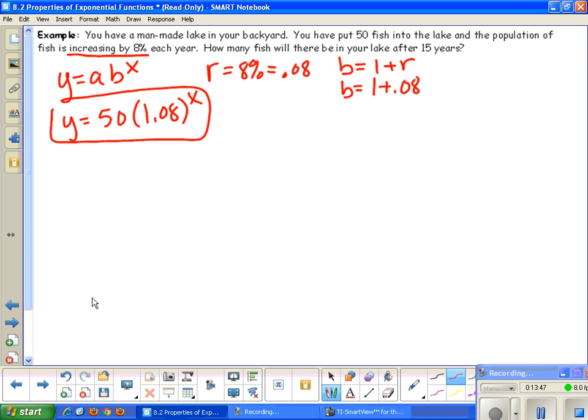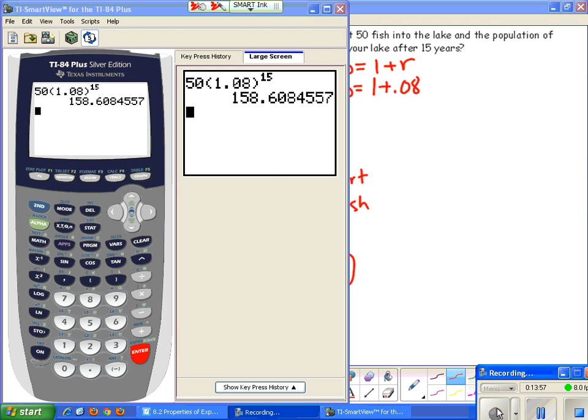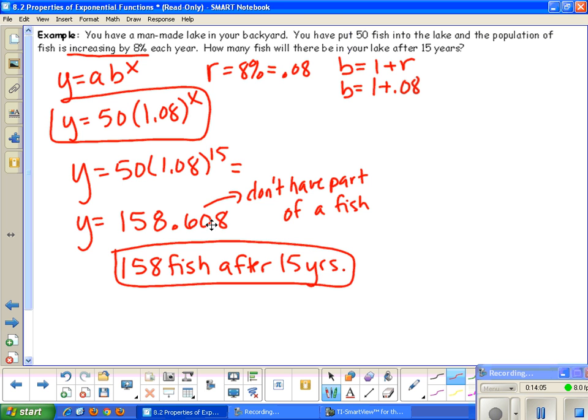Now we want to figure out how many fish there are going to be in the lake after 15 years. So y equals 50 times 1.08 to the 15th power, and you're going to want to plug this into your calculator. When I plug this in, I get 158.608. But remember, we're talking about fish. We don't have part of a fish, and usually you don't round up when you're talking about population. So in this case, I would say 158 fish will be in the lake after 15 years.